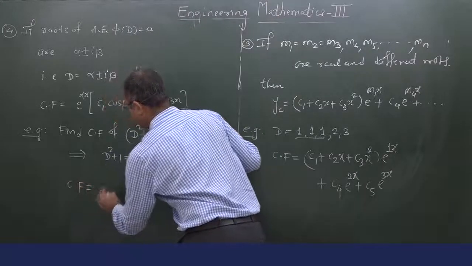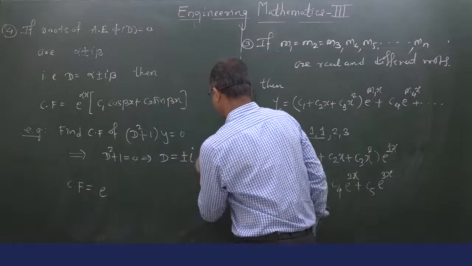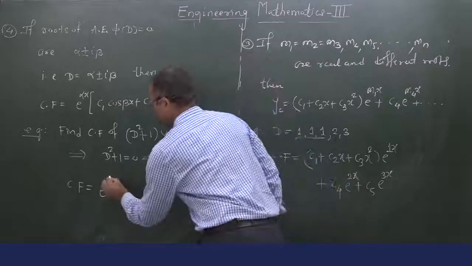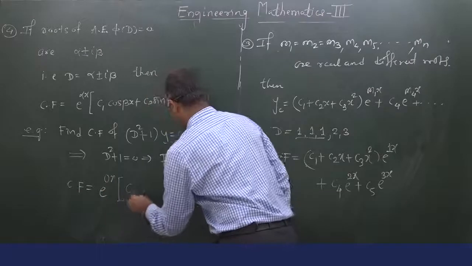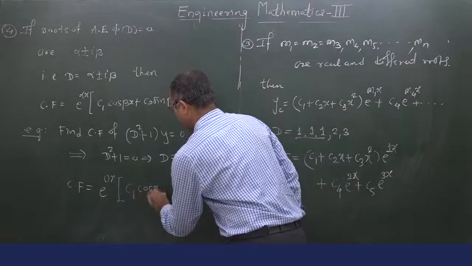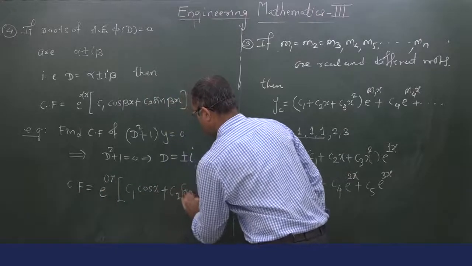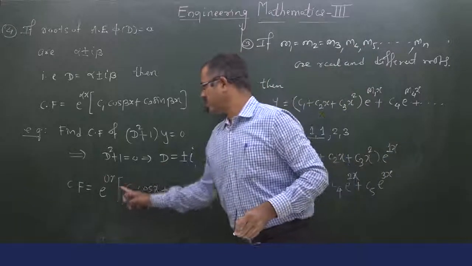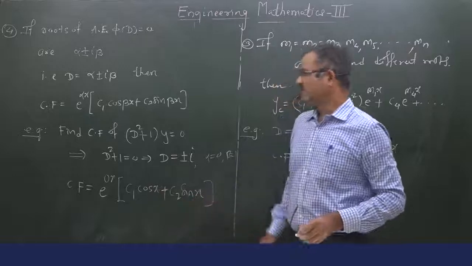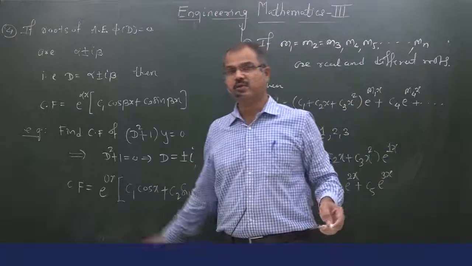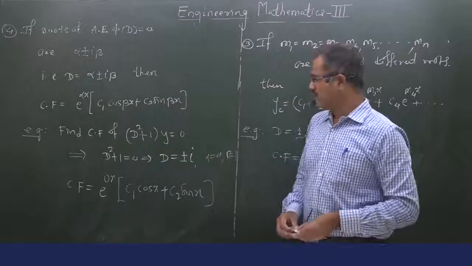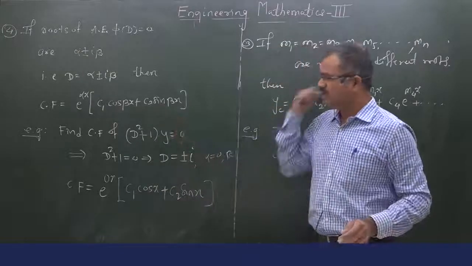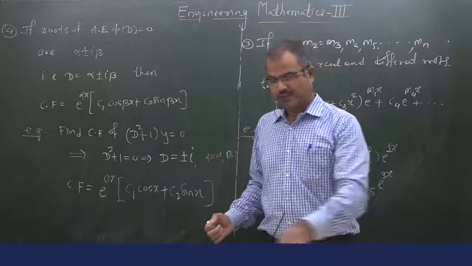So the complementary function is e to the power alpha x, with alpha equal to 0 and beta equal to 1. So e to the power 0x (c1 cos x plus c2 sin x), and e to the power 0 is 1. So c1 cos x plus c2 sin x is the solution of the differential equation (D square plus 1) y is equal to 0.